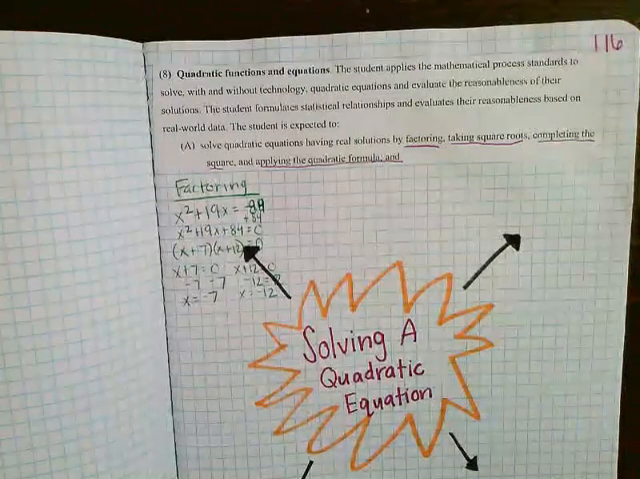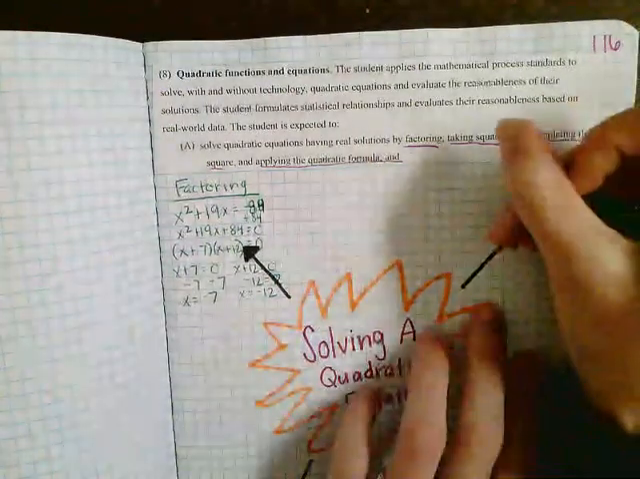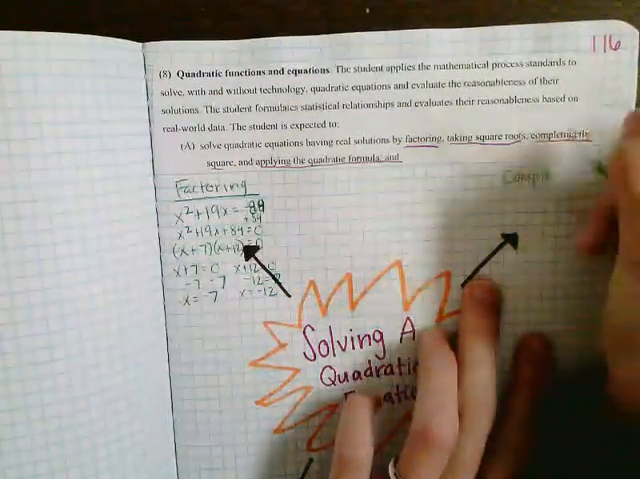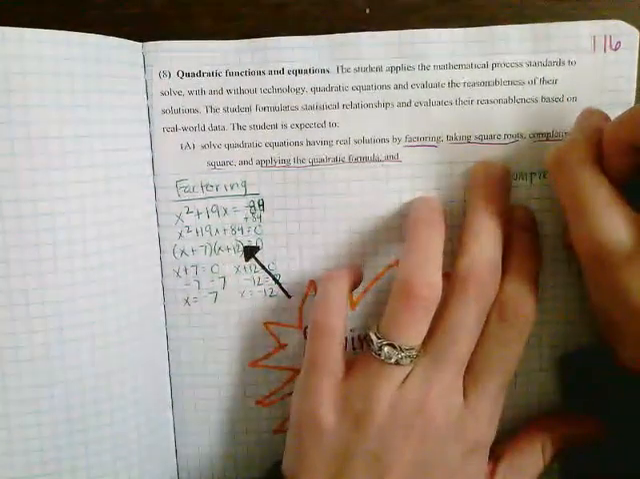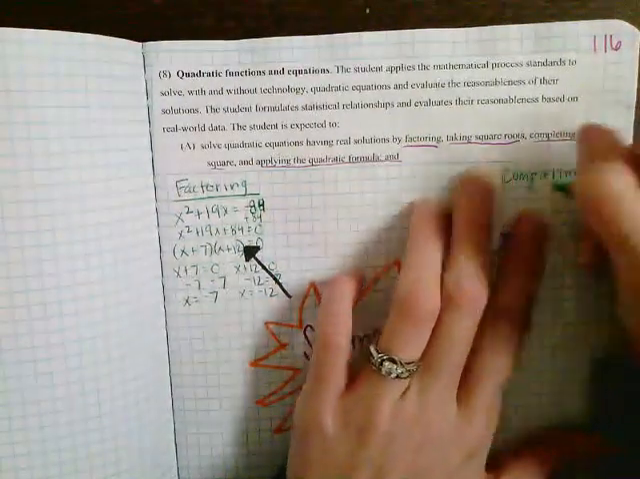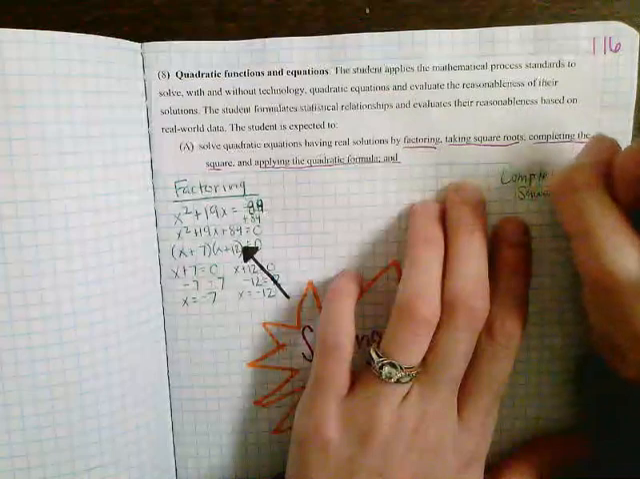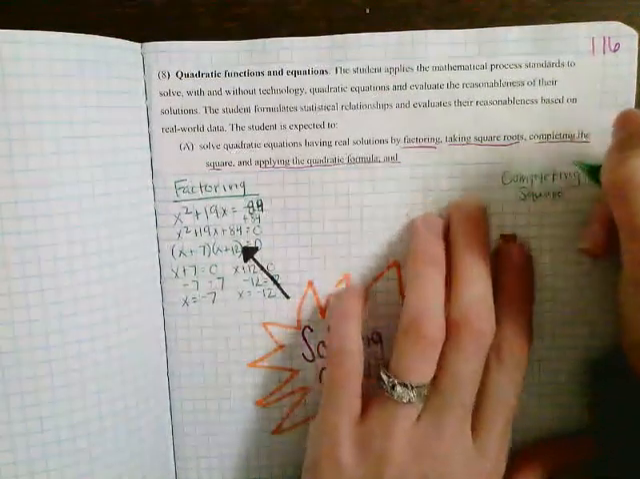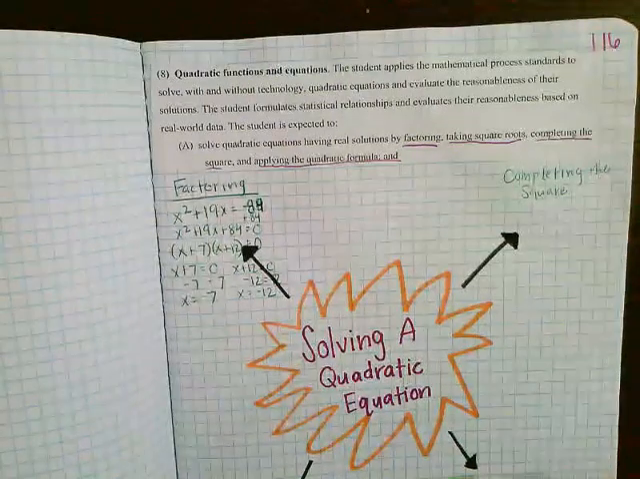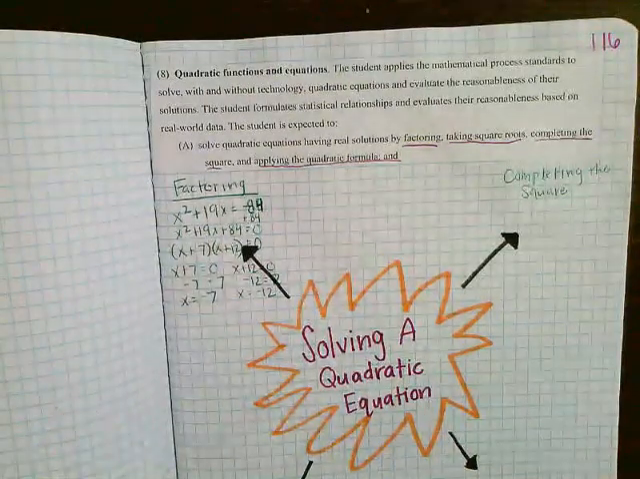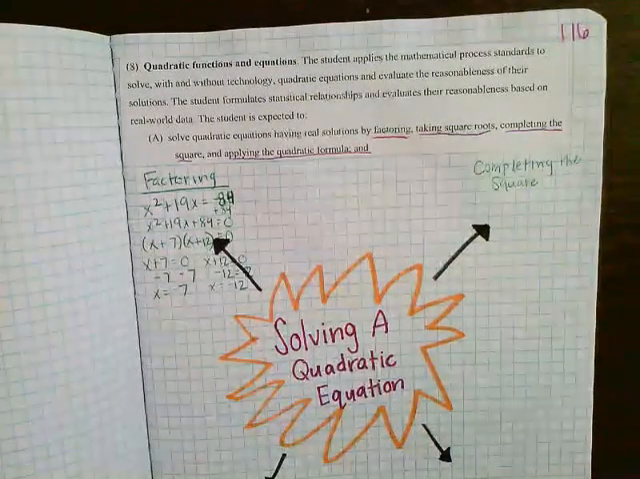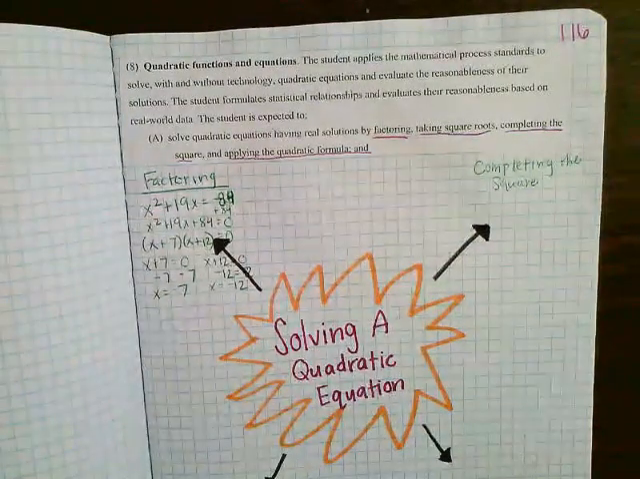The next one we're going to talk about is completing the square. When you're completing the square, this is a polynomial that would not be able to be factorable, so you have to therefore complete it to be able to factor it.